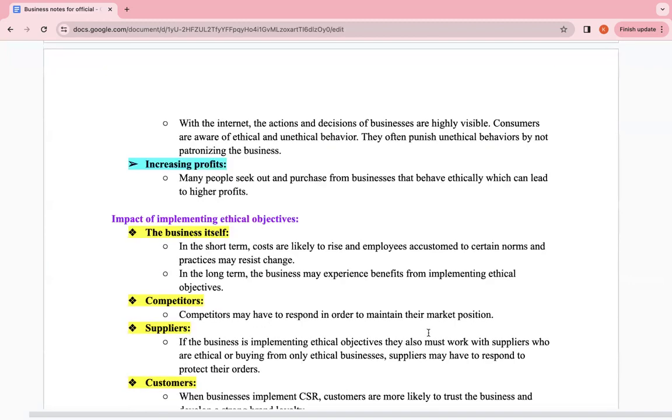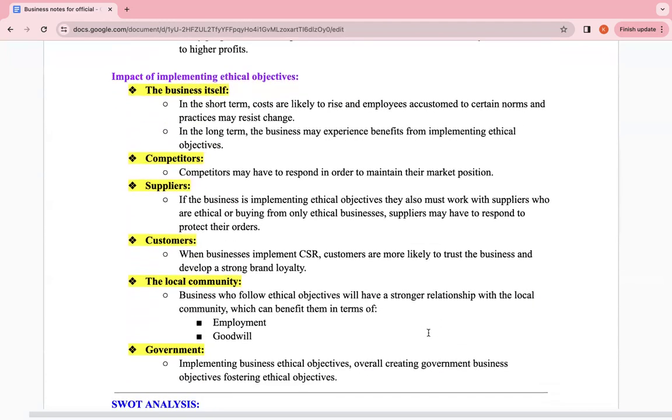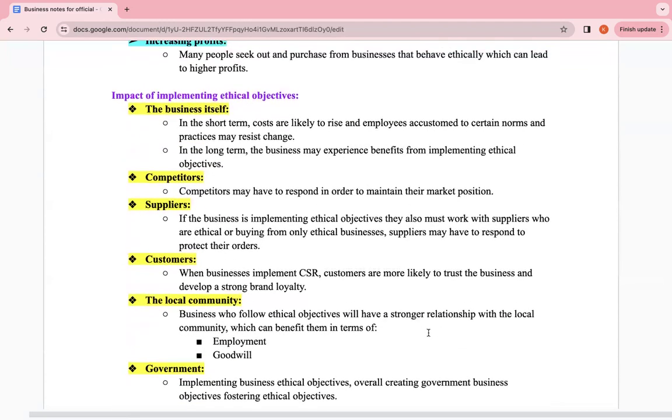Now we're going to be talking about the impact of implementing ethical objectives. In the business itself, in the short term, costs are likely to rise and employees accustomed to certain norms and practices may resist change. In the long term, the business may experience benefits from implementing ethical objectives. Competitors may have to respond in order to maintain their market position, so they may also have to implement ethical objectives.